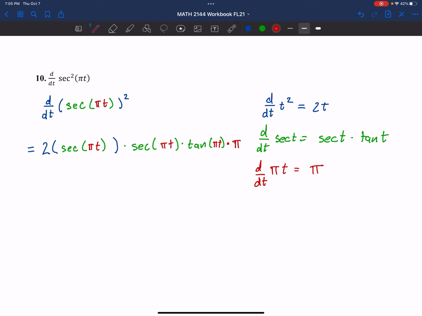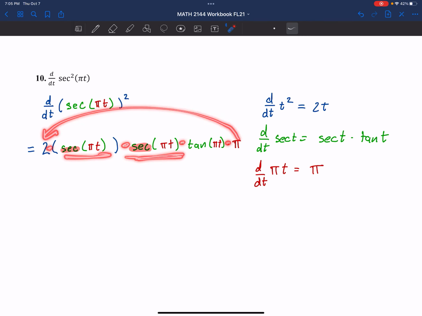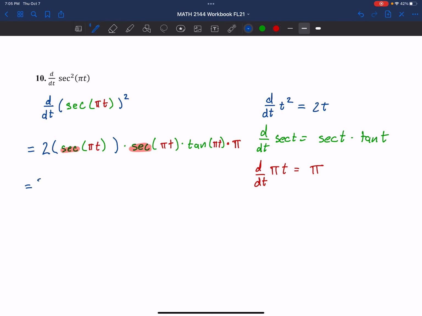So this is very similar to what we have above. But notice we have this secant and this secant, and technically this 2 is just being multiplied by all of these terms. So this pi could come down out in front with this 2, and then we could combine these two secants. So this is ultimately going to be 2 pi secant squared of pi t. And notice we could combine these secants because they have the same inputs. And then they have tangent of pi t.